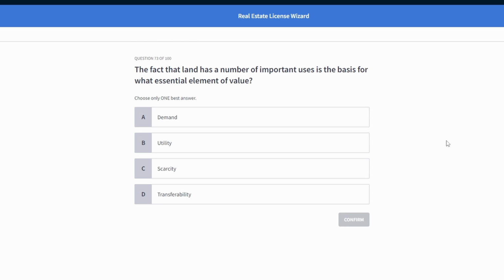All right, next one. 73. The fact that land has a number of important uses is the basis for what essential element of value? A, demand, B, utility, C, scarcity, D, transferability. So take a moment to think that one over and come up with your answer.